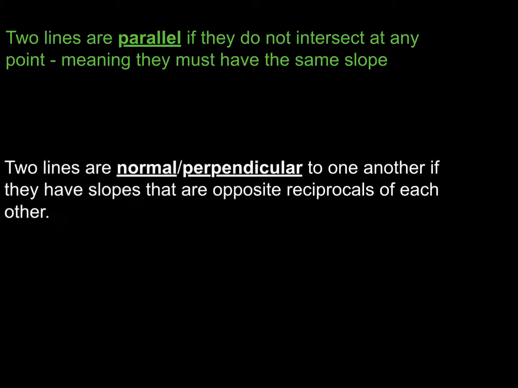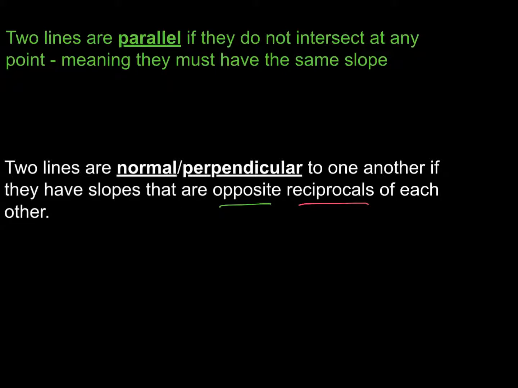All right, let's capture these ideas down. Two lines are parallel if they do not intersect at any point, meaning that they have the same slope. And two lines are normal or perpendicular, they mean the same thing, to one another if they have slopes that are opposite reciprocals of one another. So notice there are two components here. They must be opposite and reciprocals.